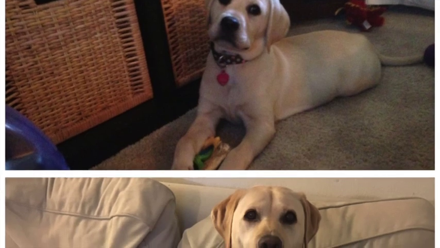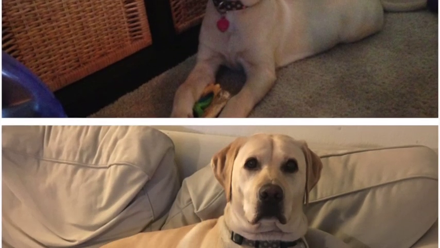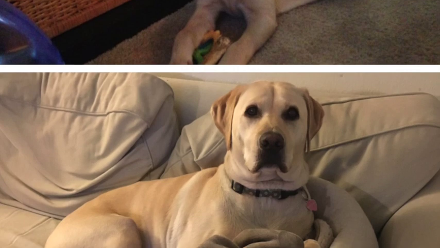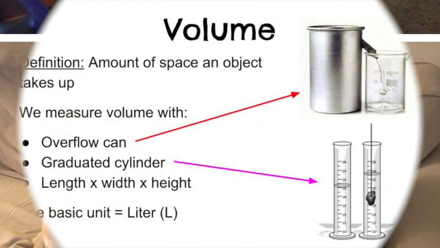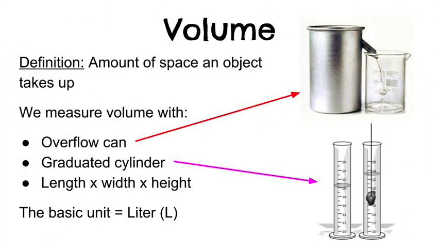I wonder how Willow's volume has changed from when she was a puppy to now that she's older. Volume is the amount of space an object takes up. So kind of think like its size. We measure volume using a few different methods.